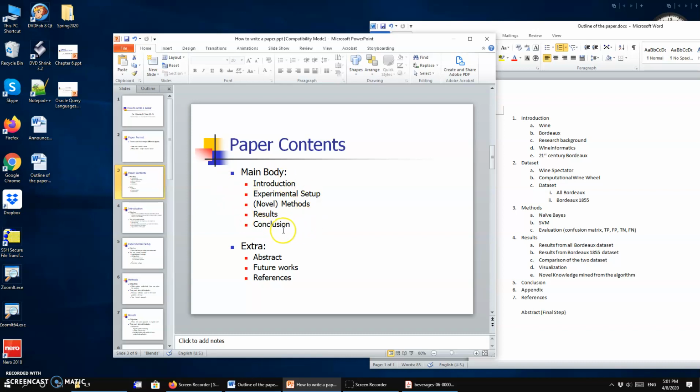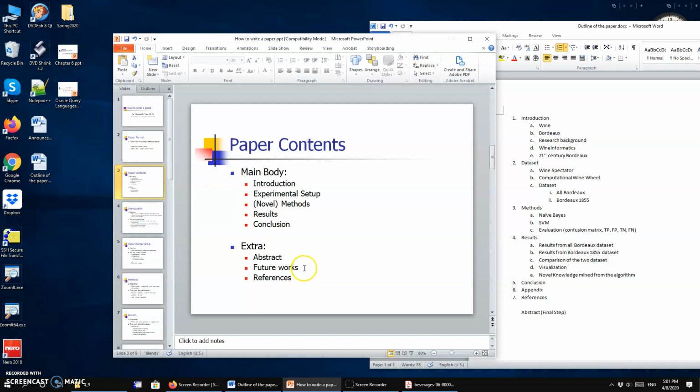As you can see, these 5 sections correspond to the 5 sections that we have over here. So for each one of them, we will look a little bit deeper into each section. The extra parts of the paper include the abstract. The abstract is a few words, usually limited to 250 words, to briefly talk about what this research is about, what it has done, and what the novel findings are.